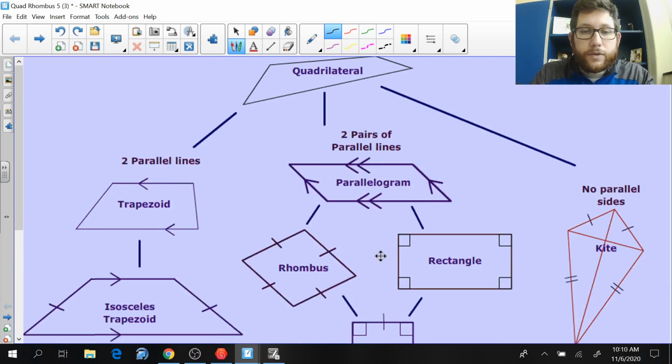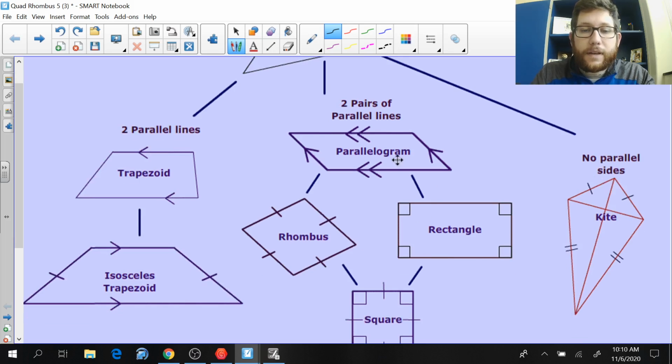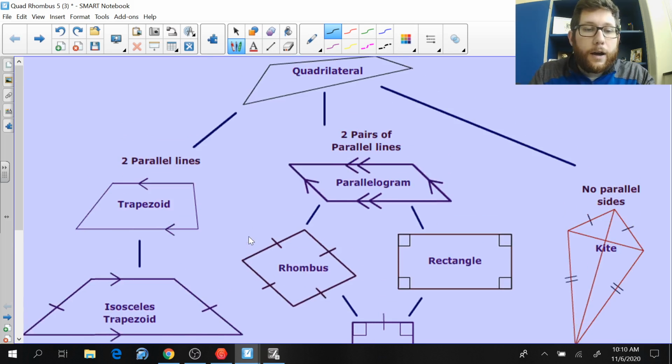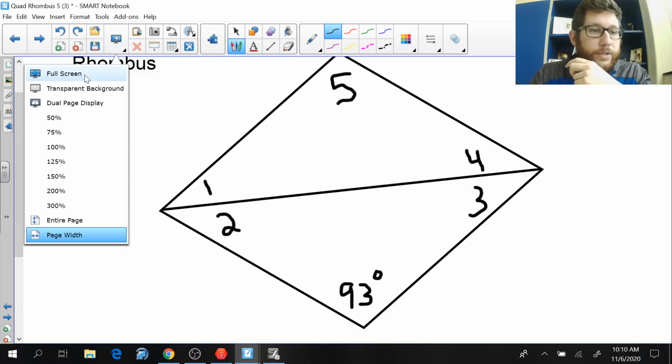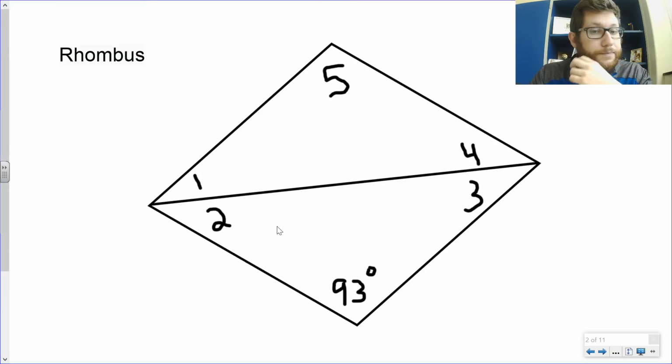Okay, so quadrilaterals, we're in the two pairs of parallel lines family. So parallelogram, rhombus, rectangle, and together is square. If you only have one set of parallel lines, you get this trapezoid. The trapezoid shape we'll look at later, and no parallel lines, we get the kite. All right. So let's take a look at one or two problems here dealing with rhombuses.